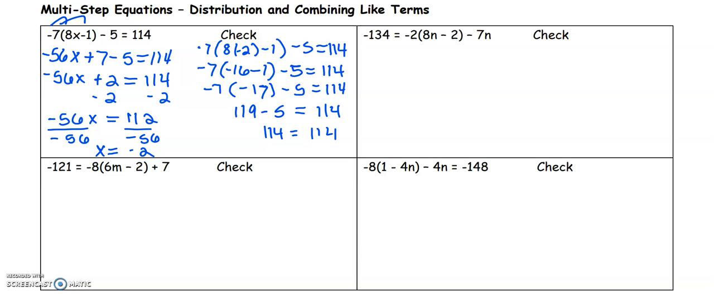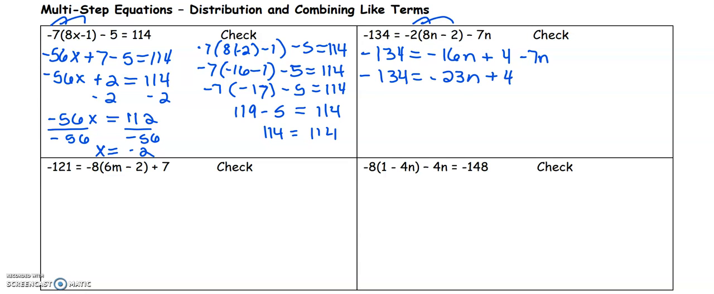For our next example, again, we're going to go ahead and do our distribution first to clear those parentheses. So we'll have negative 16n. Remember that a negative times a negative is going to give you a positive 4. And then we have minus 7n. We're going to combine our variable terms this time because they are like terms. So I've got negative 16 and a negative 7, which is going to give us a negative 23n plus 4.